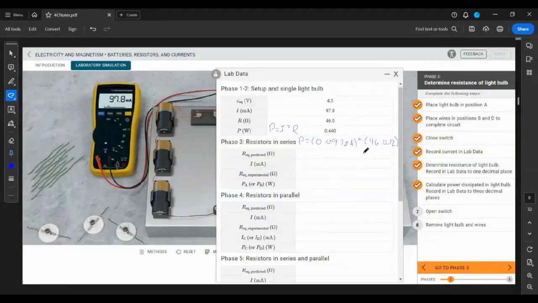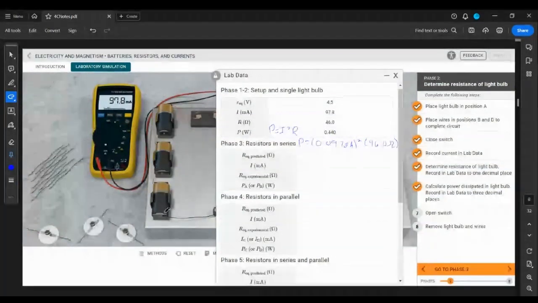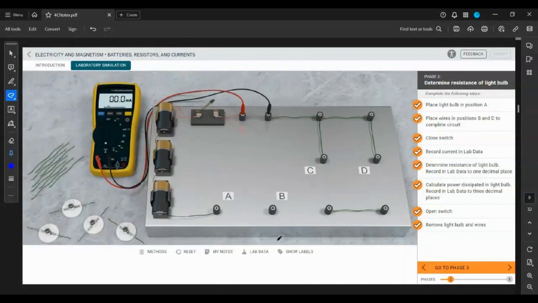Now for the units, we have an amp times an ohm, which turns into a volt, and then a volt times another amp turns into a watt, so that measures the stuff that we're looking for. And then the lab forces us to clean up our mess, so we have to open the switch and take the pieces out and put them away, and then that's the end of the phase.